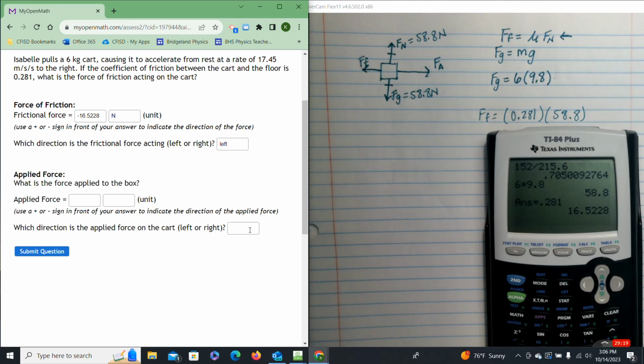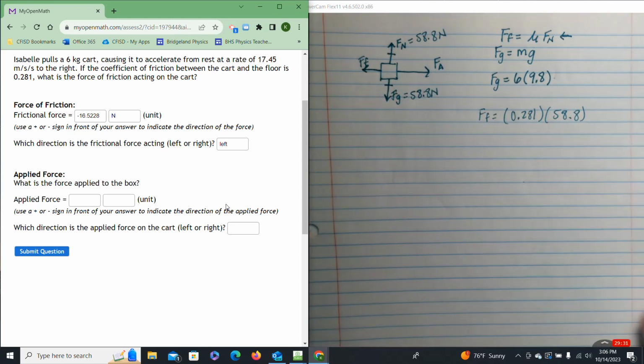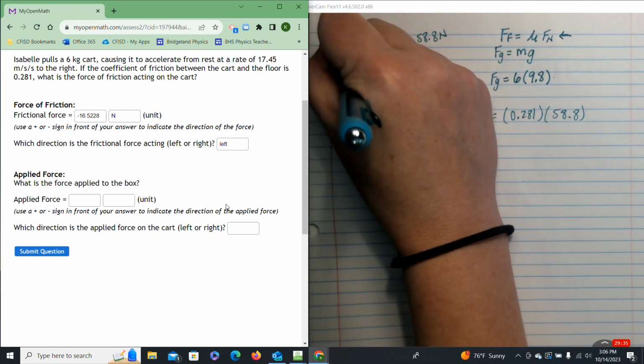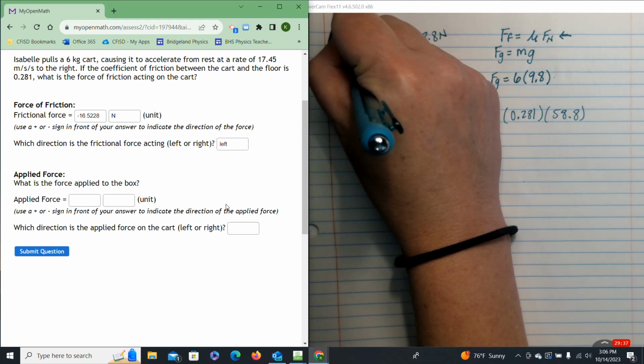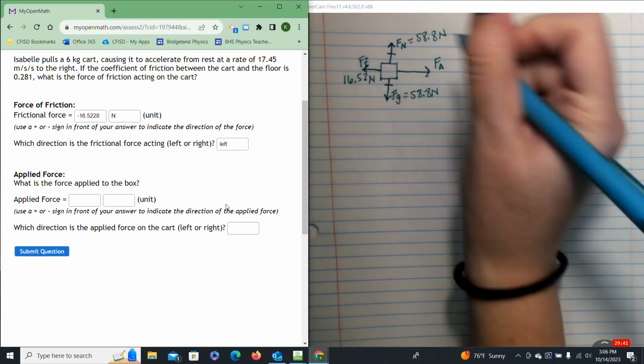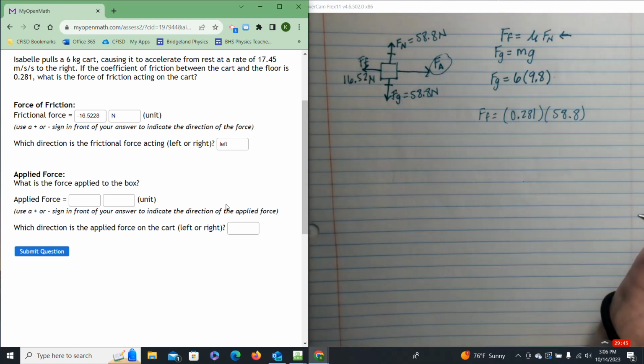Second question, what is the applied force acting on the box? Okay, applied force, I don't have a formula for. But if you're trying to solve for a force, and looking at this diagram, now I actually know a lot more than I did before. Let's go ahead and add friction to it. 16.5228. I'm just going to round it to fit it on the page. Okay, I don't have a formula for this, but I know everything else in my diagram.